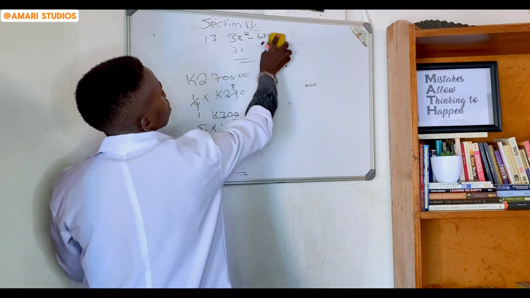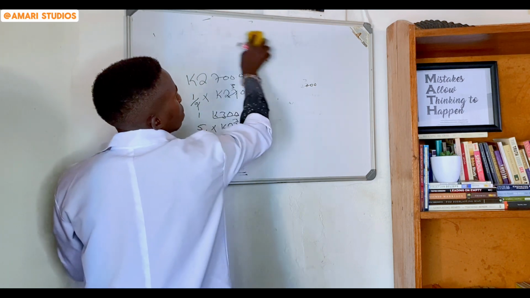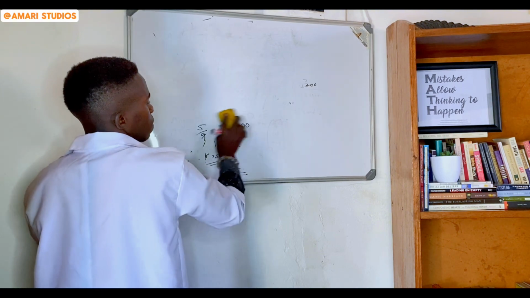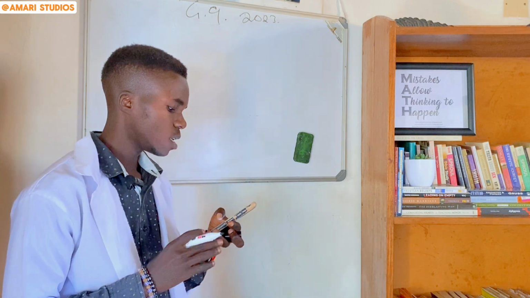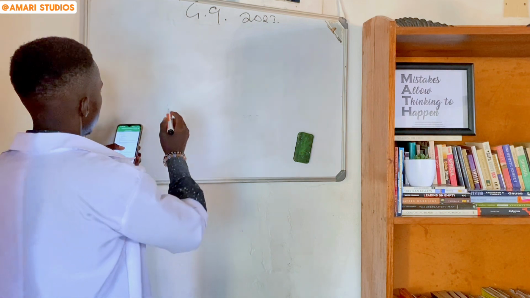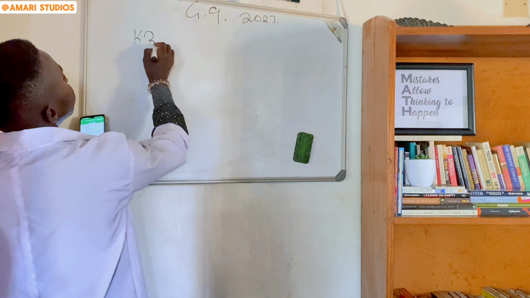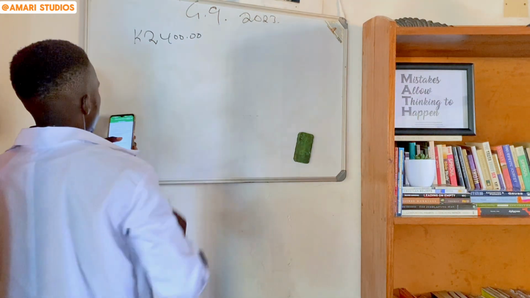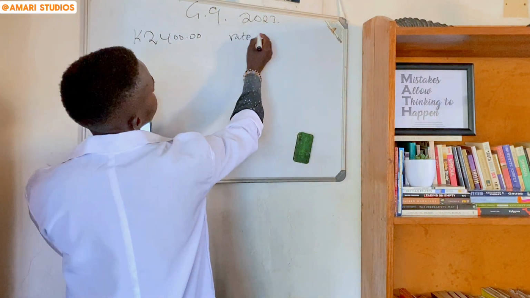Question 15, section B. So we move to question 15, section B, question 15. The question is reading, a lady invested 2,400 kwacha. A lady invested 2,400 kwacha at the rate of 3%.